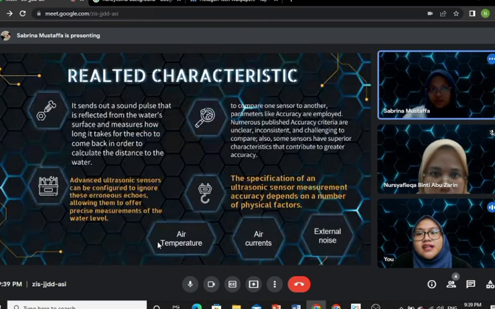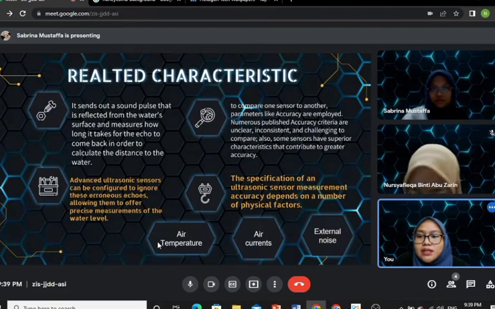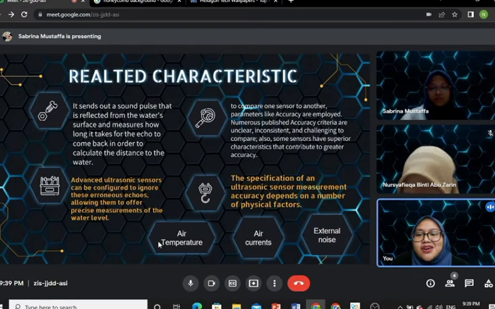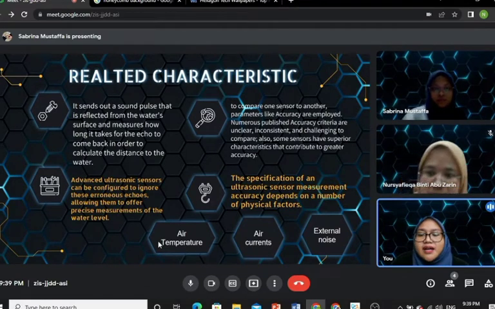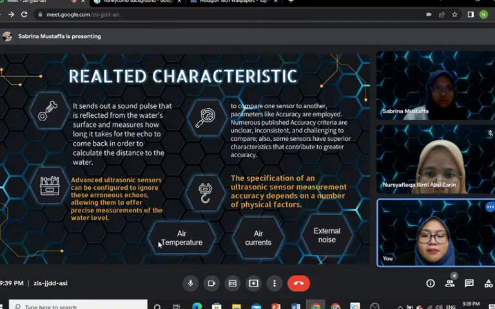So, for the related characteristic, we know it sends out a sound pulse that is reflected from the water surface and measures how long it takes for the echo to come back in order to calculate the distance to the water. Advanced ultrasonic sensors can be configured to ignore these error echoes, allowing them to offer precise measurement of the water level. To compare one sensor to another, parameters like accuracy are applied.